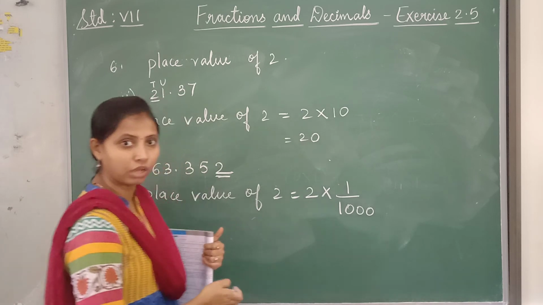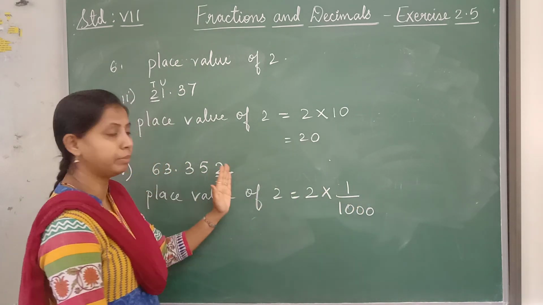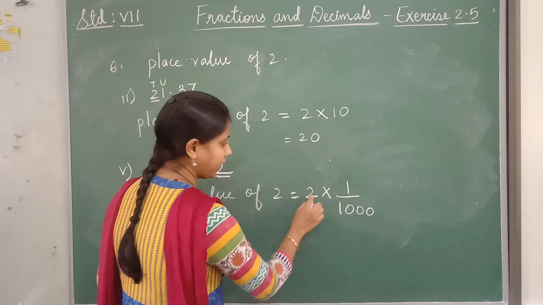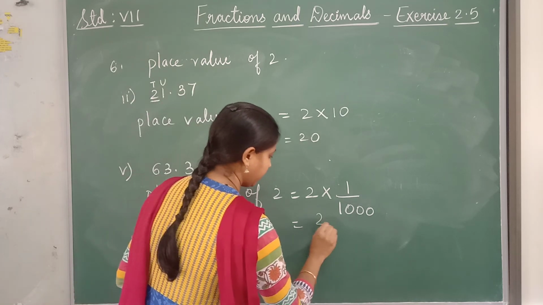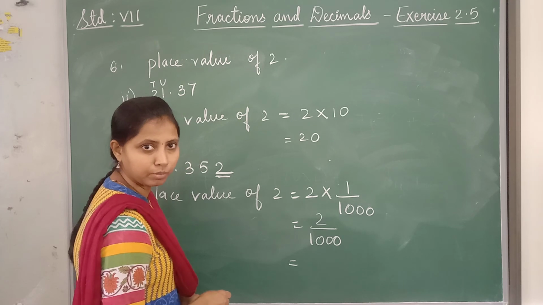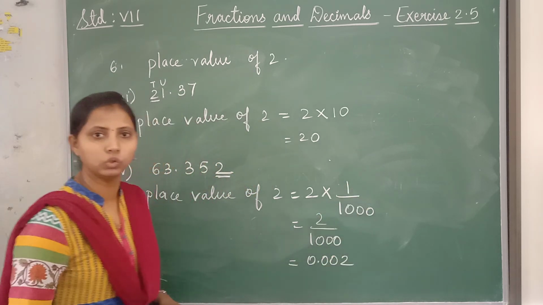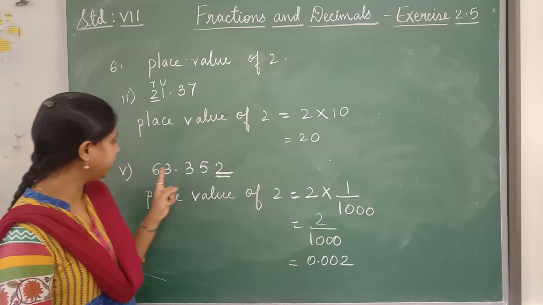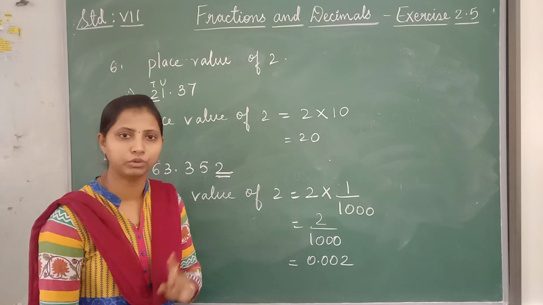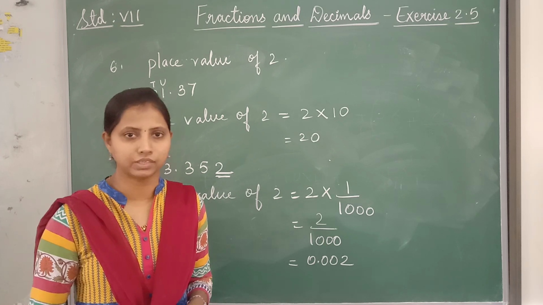Okay, don't write into 1000. It is always in fraction form. The value after the decimal point is always in fraction form. So 2 into 1 upon 1000, that is nothing but 2 upon 1000. So if you convert this into decimal form, you will get 0.002. Okay, so this is the value of 2 in 63.352. Okay children, in this way you have to write the value. Okay, so the remaining sums will be continued in the next video. Thank you.